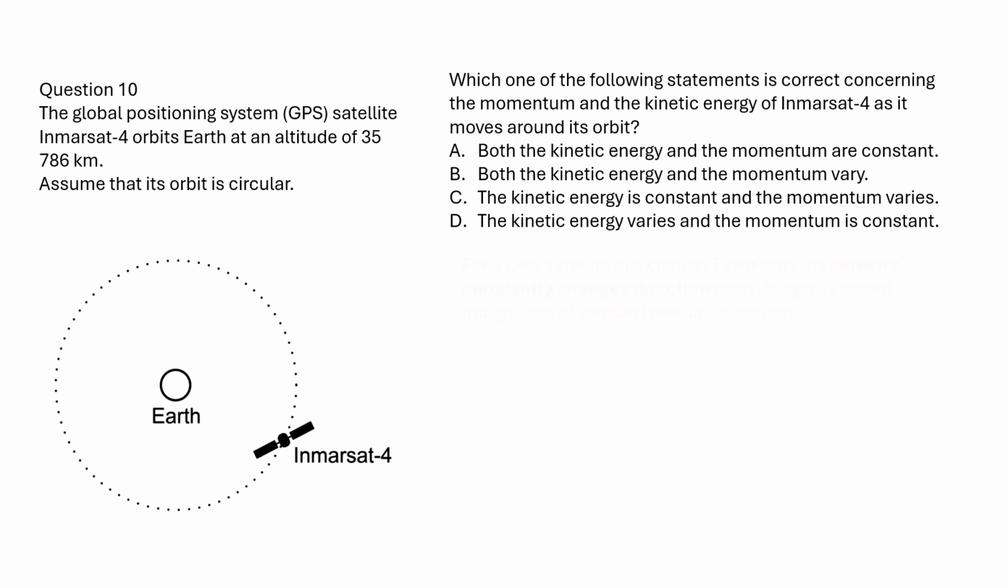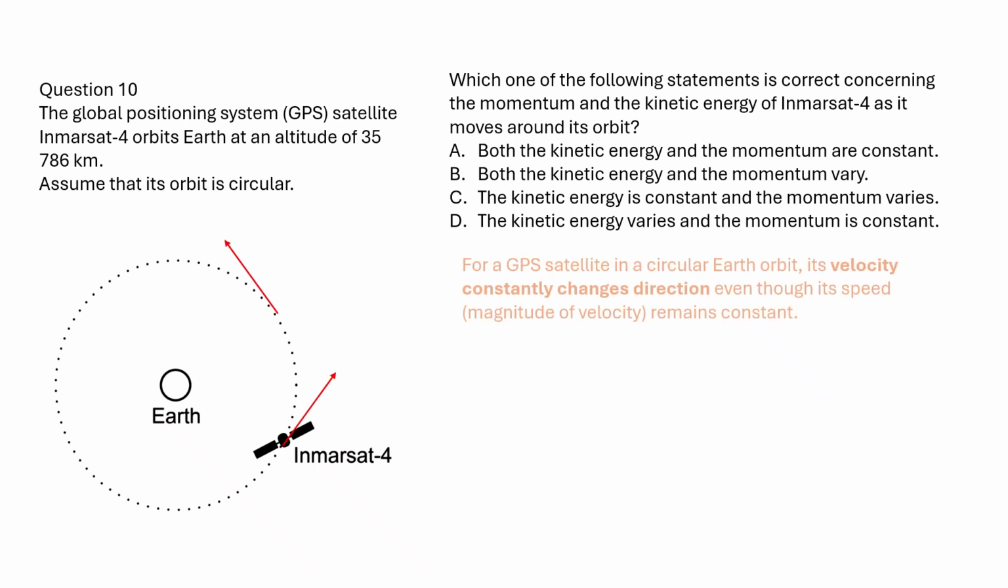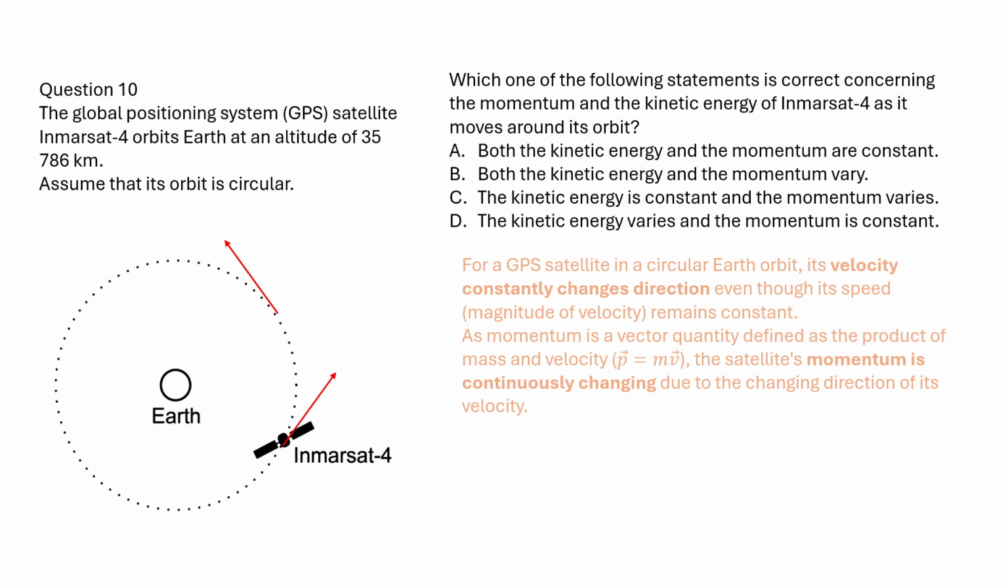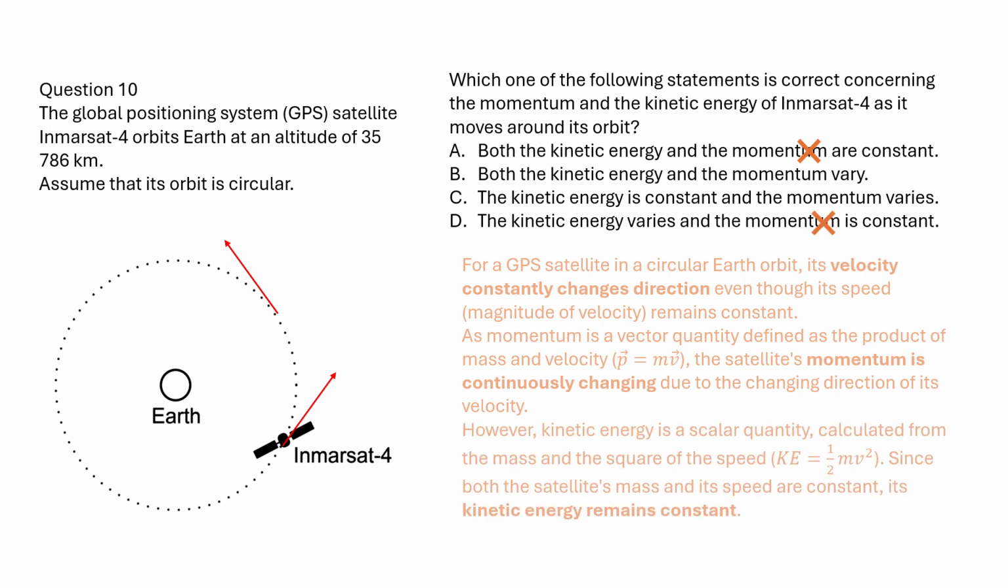For a GPS satellite in a circular Earth orbit, its velocity constantly changes direction even though its speed, the magnitude of velocity, remains constant. As momentum is a vector quantity defined as the product of mass and velocity, the satellite's momentum is continuously changing due to the changing direction of its velocity. However, kinetic energy is a scalar quantity, calculated from the mass and the square of the speed. Since both the satellite's mass and its speed are constant, its kinetic energy remains constant.